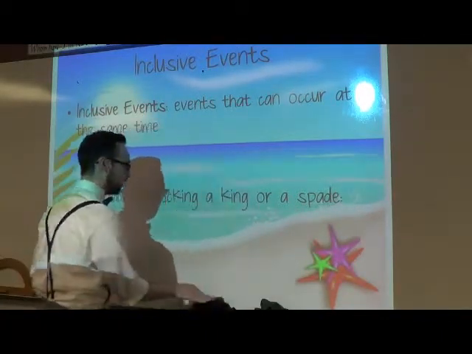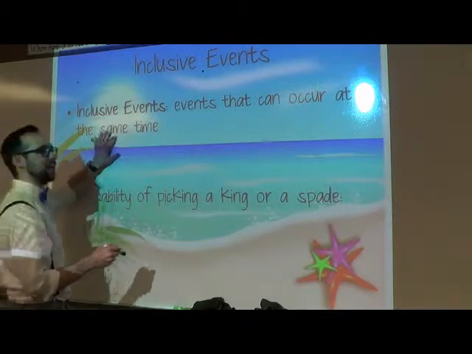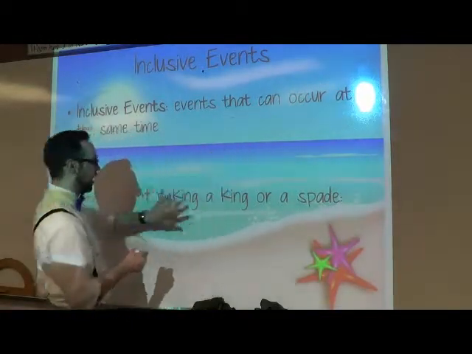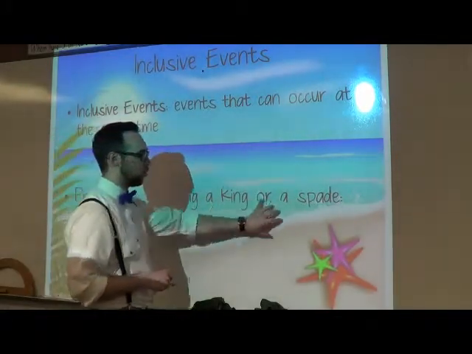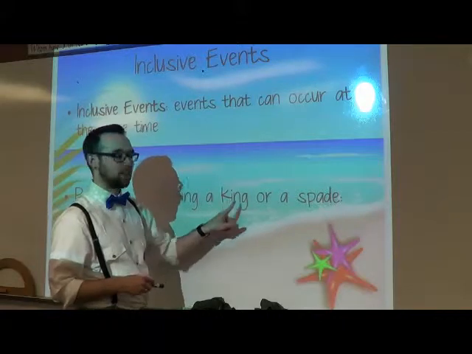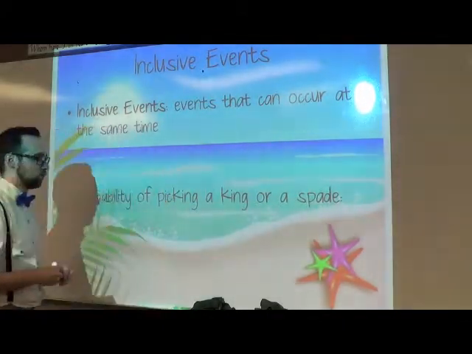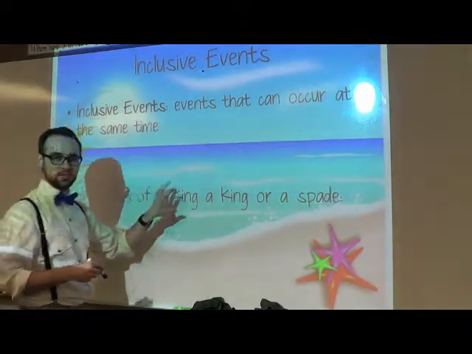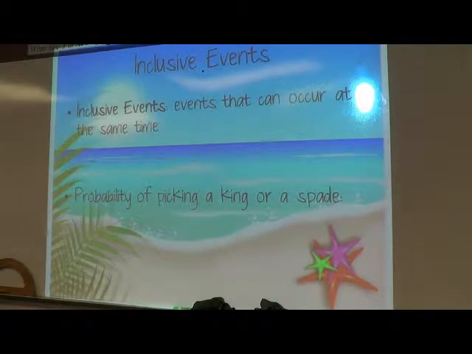Inclusive events would be events that happen at the same time, or could happen at the same time. So it says can occur. Doesn't mean it has to, but it can occur. An example of this would be the probability of picking out of a deck of cards again, a king or a spade. There's one king that's also a spade, or one spade that's also a king. So that would be an inclusive event, because both of those things can happen at once. Now, there's 3 chances that it's going to be a king without being a spade, and there's 12 chances it's a spade without being a king. But there is that one piece of overlap.